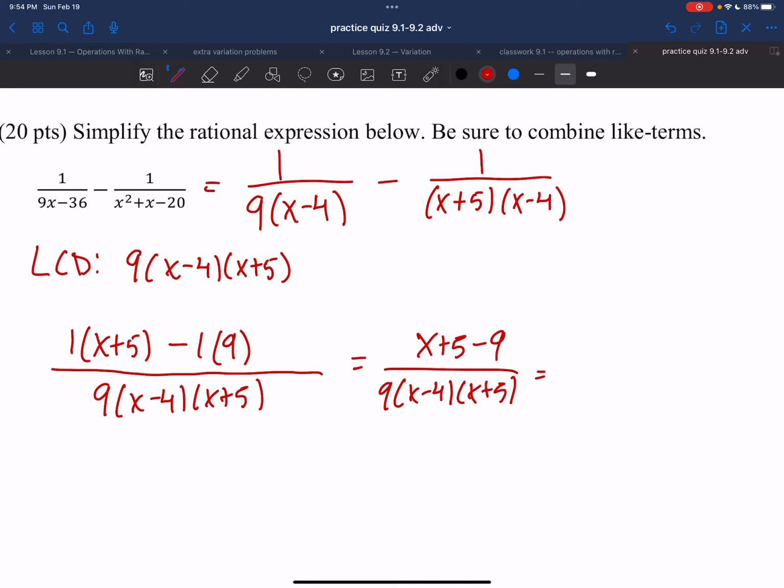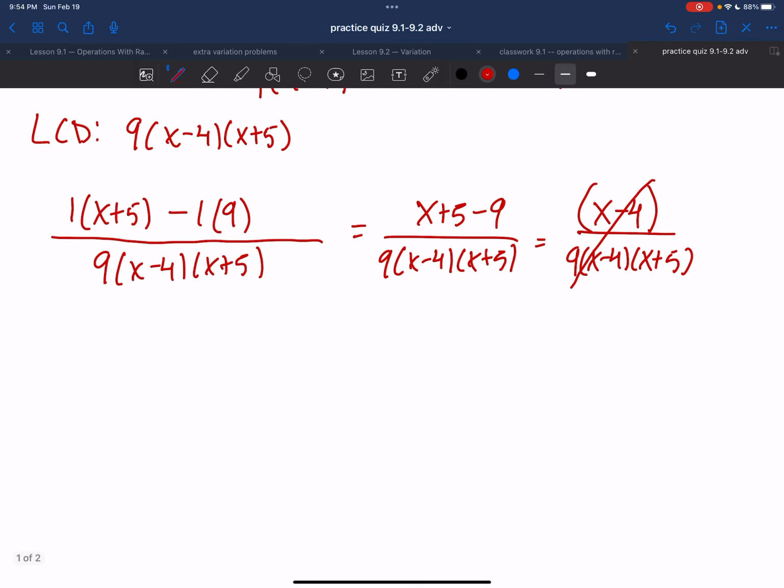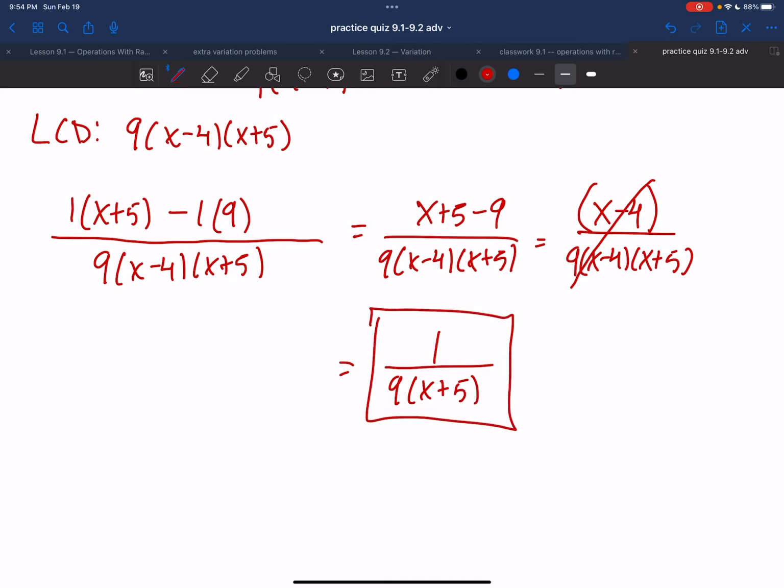But when you combine your like terms here, 5 minus 9, that's x minus 4. Ooh. Hey, buddy. Look at that. You actually have common factors on top and bottom. X minus 4 over x minus 4. Those cancel. And so I'm actually left with 1 over 9 times x plus 5. X minus 4 was incidentally, yeah, like so.